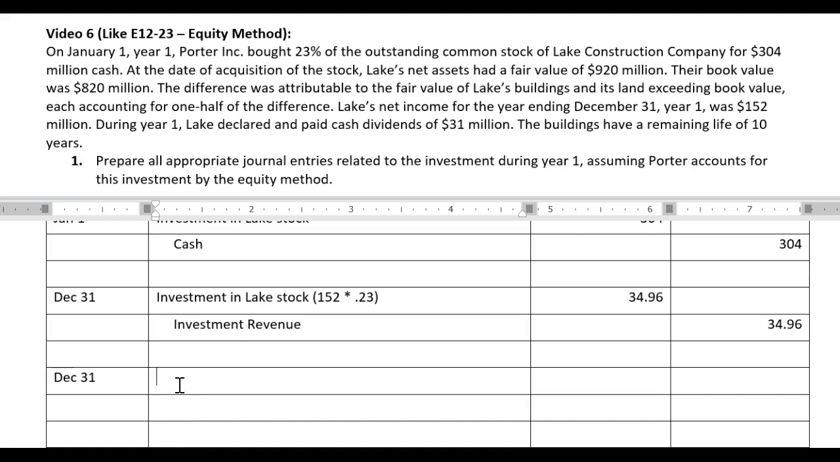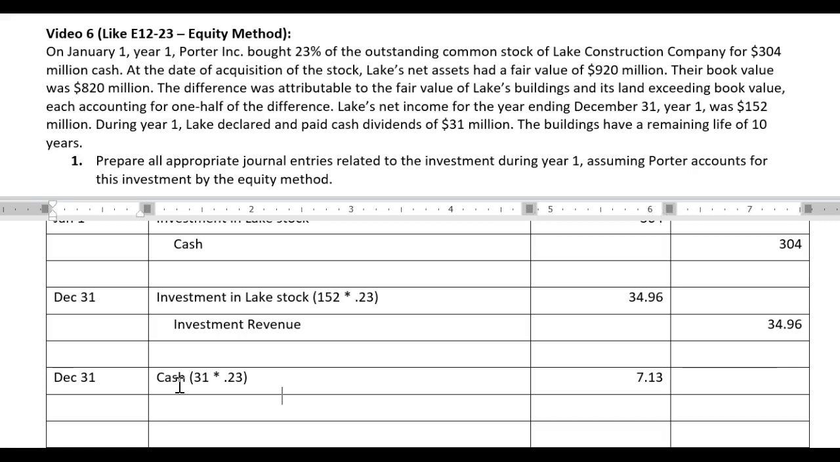So just like the fair value option, when dividends are paid out, we're going to receive cash. Now, in this case, they declared $31 million, but keep in mind only 23% of those actually belongs to us. So you're going to take out your calculators and do 31 multiplied by 23%, and we end up with 7.13. So again, that's our percentage of the dividends.